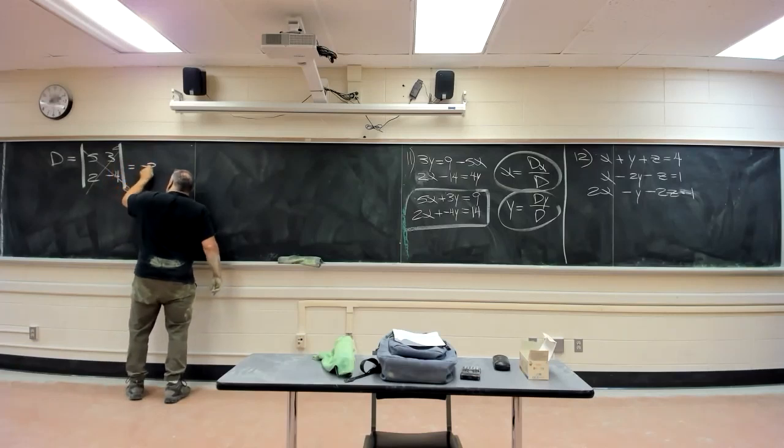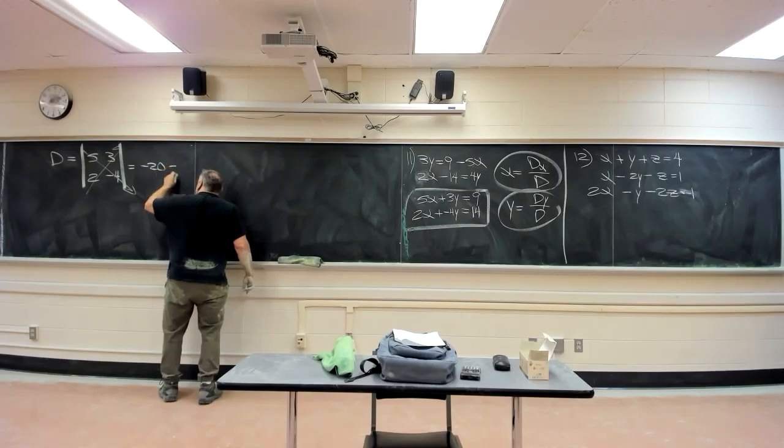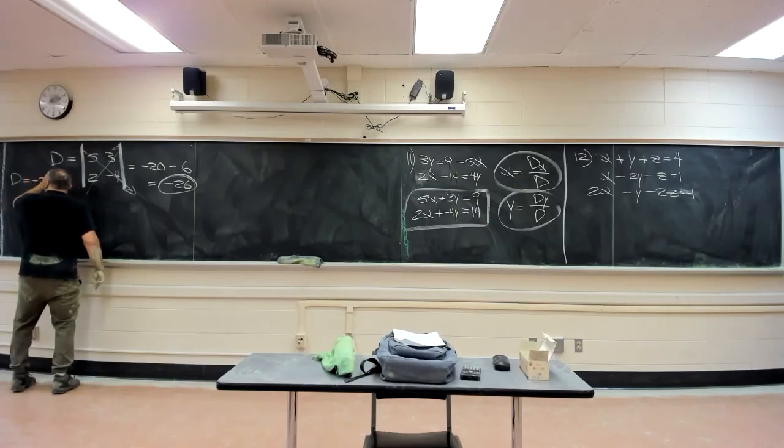5 times negative 4 is negative 20. 2 times 3 is 6. You're minusing the 6. Negative 20 minus 6 is negative 26. Well, there's your D. Negative 26.